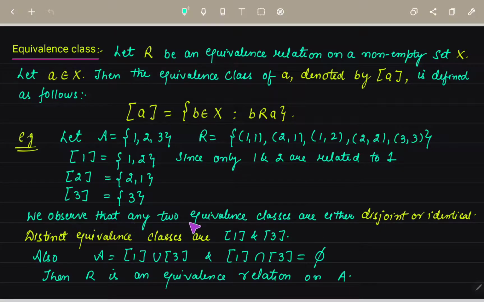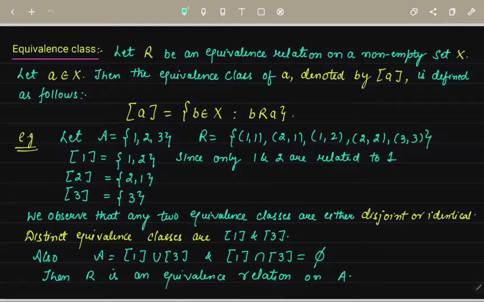So we observe that any two equivalence classes are either disjoint or identical. So distinct equivalence classes, from this example we have, are the classes of 1 and 3. Similarly if we take the union of equivalence class of 1 with equivalence class of 3, we get the main set, that is the set A. And if we take the intersection of these two equivalence classes, we get empty set, because there is no term, or we can say no element, which is common between these two equivalence classes. So then R is an equivalence relation on A.